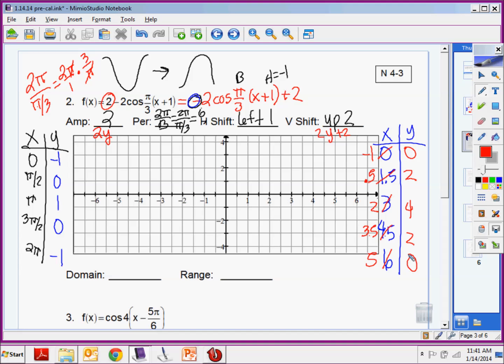So now I have my new points. At negative 1, I'm going to go to 0. At 0.5, I'm going to go to 2. At 2, I'm going to go to 4. At 3.5, I'm going to go to 2. And at 5, I'm going to go to 0. That's the ugliest sine cosine graph ever. But you get it.